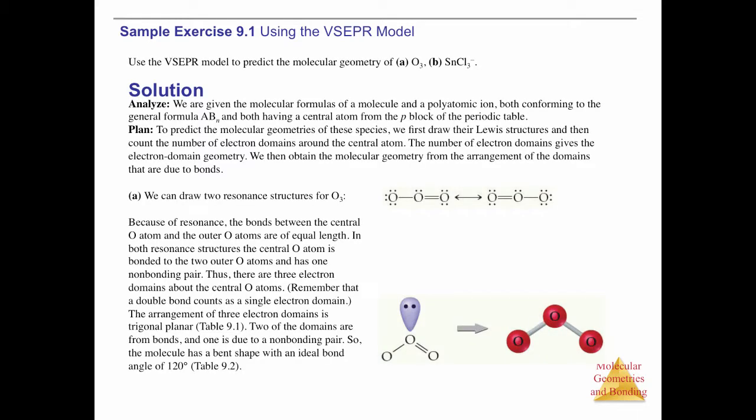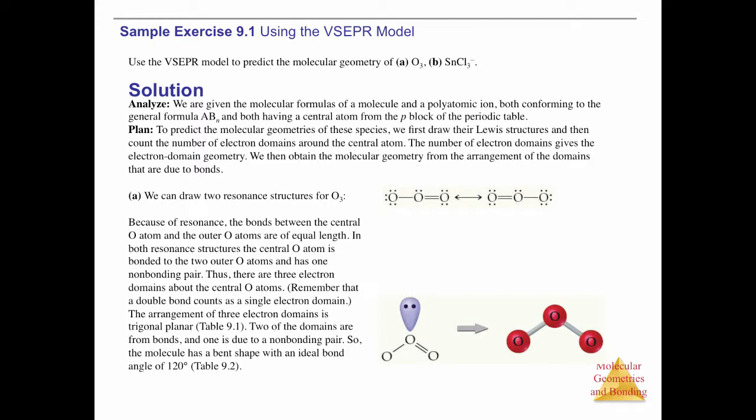Sample exercise 9.1 using the VSEPR model. Use the VSEPR model to predict the molecular geometries of O3 and SnCl3-. We are given the molecular formulas of a molecule and a polyatomic ion, both conforming to the general formula ABn, and both having a central atom from the p block of the periodic table. To predict the molecular geometries of these species, first we draw their Lewis structures and then count the number of electron domains around the central atom. The number of electron domains gives the electron domain geometry. We then obtain the molecular geometry from the arrangement of the domains that are due to bonds.